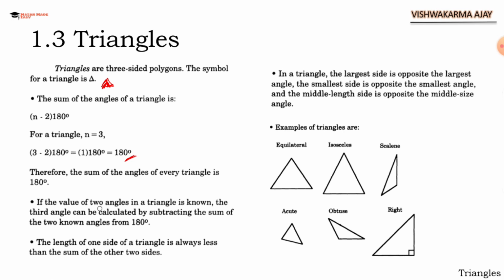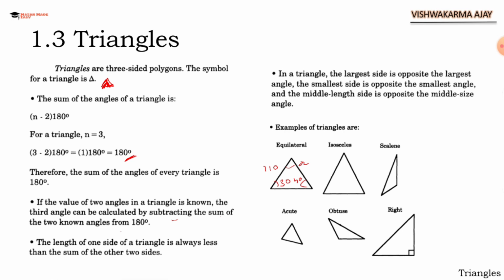If the values of two angles in a triangle are known, the third angle can be calculated by subtracting the sum of the two known angles from 180 degrees. It's very easy to understand. Let me demonstrate it. Let's say this is a triangle, this angle is 30 degrees and this is 40 degrees, and this one we don't know. So 30 plus 40 is 70, and 180 minus 70 is 110. Well, this is not the proper triangle to say it, but I just wanted you to get some idea about it.